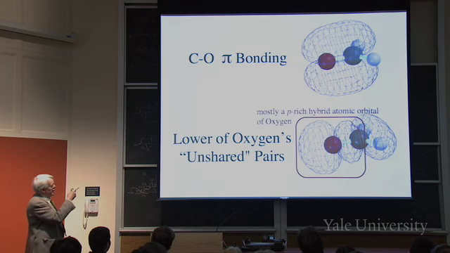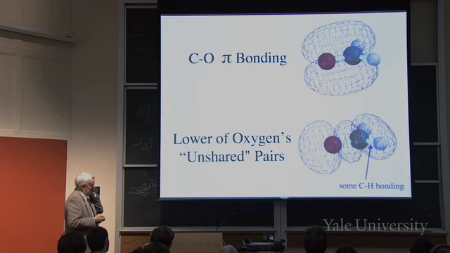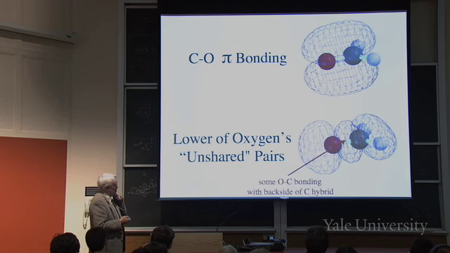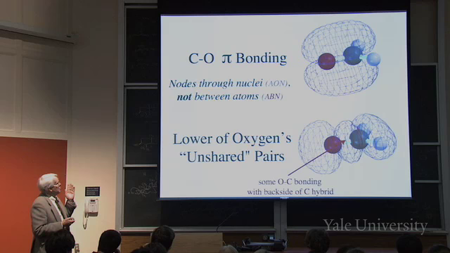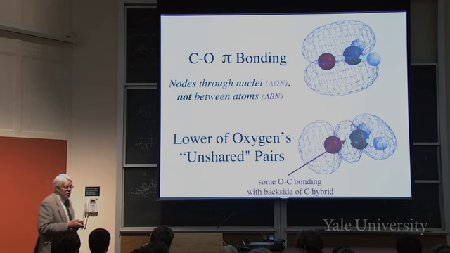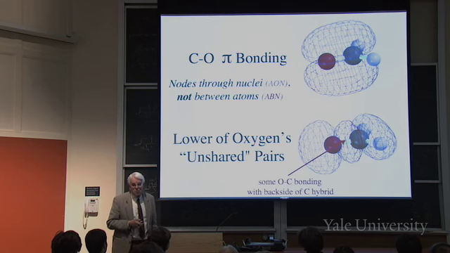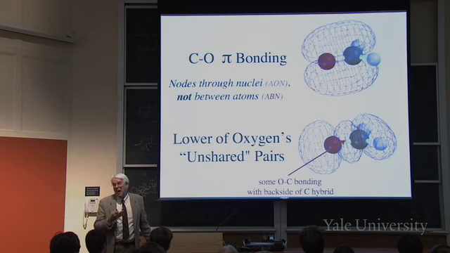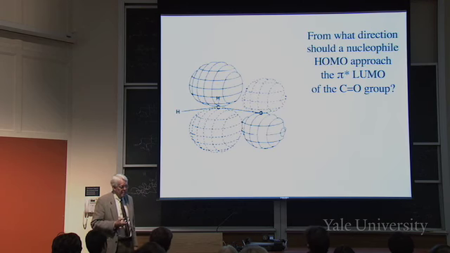Anyhow, that's the pi bonding, and this one is a different unshared pair on oxygen. And that's mostly a p-rich hybrid atomic orbital of oxygen, but it's got a little bit of the CH bonding, and it's a favorable combination. There's a little bit of favorable bonding between there. Okay, but in neither orbital are the nodes you see anti-bonding. They're always the nodes that go through atoms. They're part of atomic orbitals. These are bonding orbitals, the occupied ones, as you expect them to be.